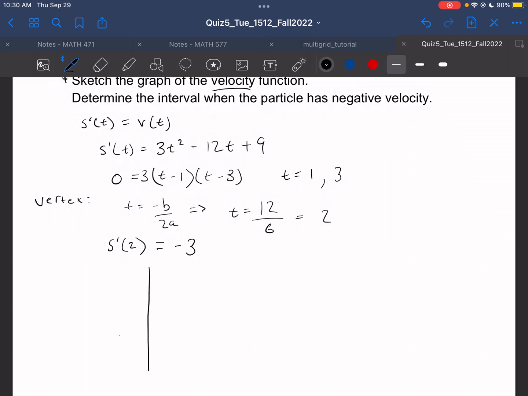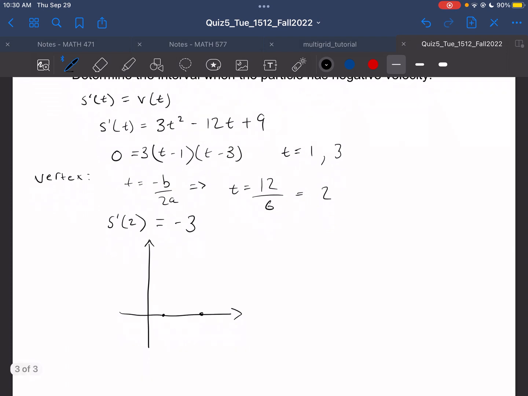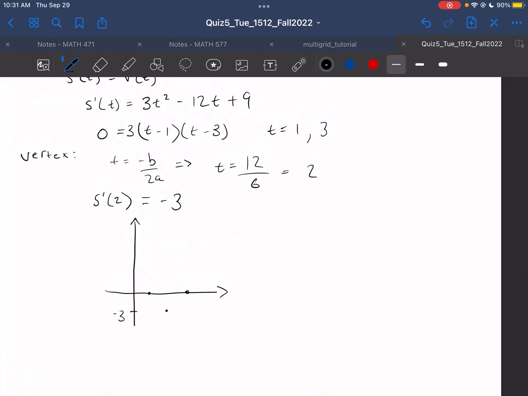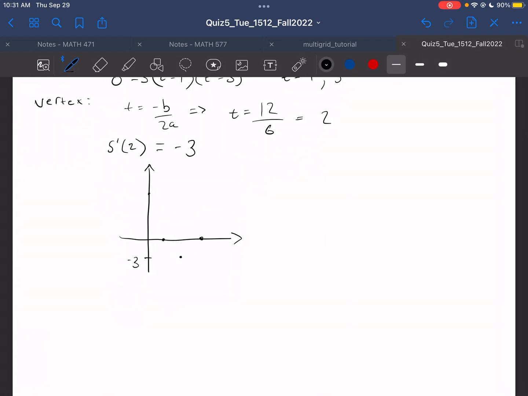So then we know, graphing this, we have a vertex. We have our two zeros there, 1 and 3. And then we have our vertex right in the middle at 2, which is going to be negative 3. Also, we can plug in 0 and see that s prime of 0 is going to be 9. So we got some graph that looks like this. And this is s prime of t, and this is t. So then this tells us that s prime of t is going to be negative when t is between 1 and 3, which we can see from the graph.